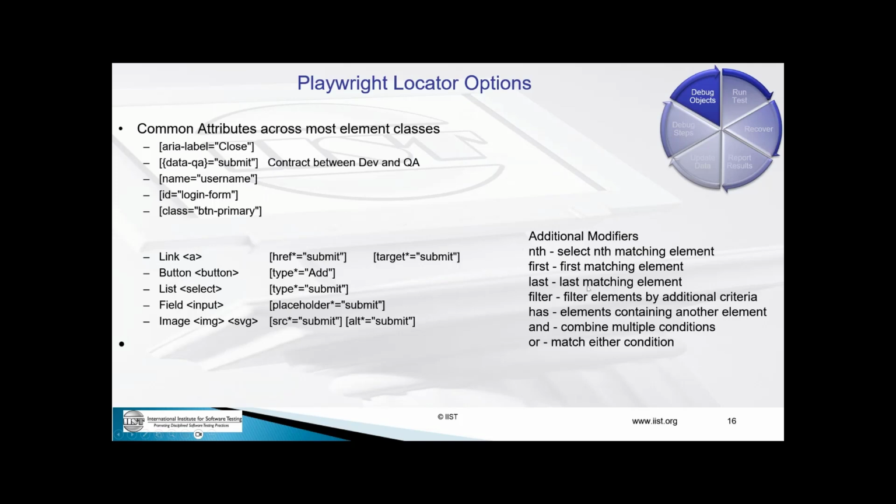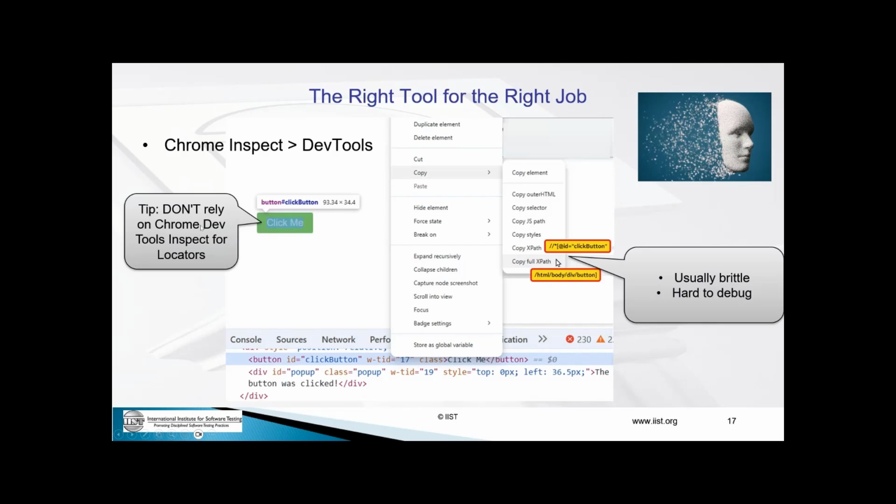And of course, there's other modifiers. You can find other things. You can filter out elements, or you can find things that have and or. A little bit too advanced for this particular session, but keep in mind, that's the reason, if you're ever wondering, why Playwright is eating Selenium's lunch. You also want to make sure you have the right tool for the right job.